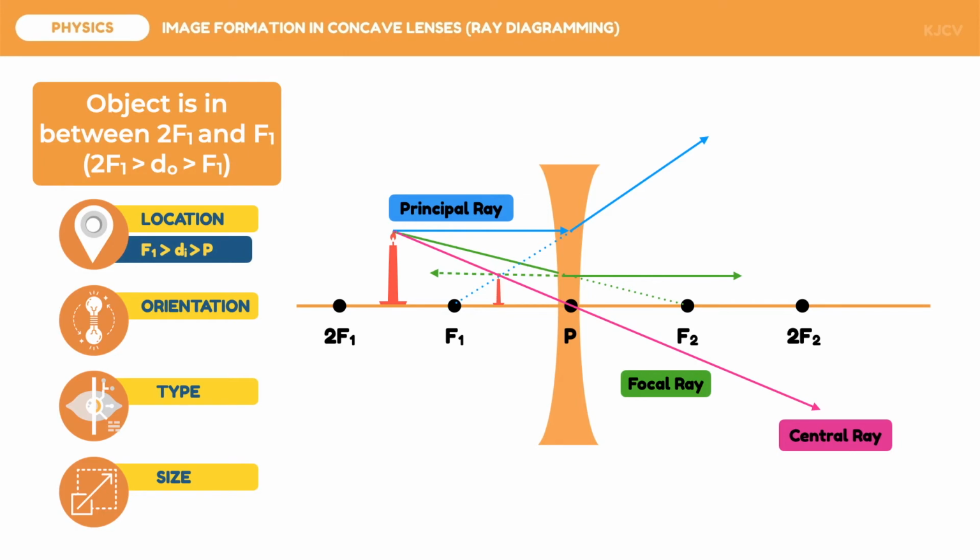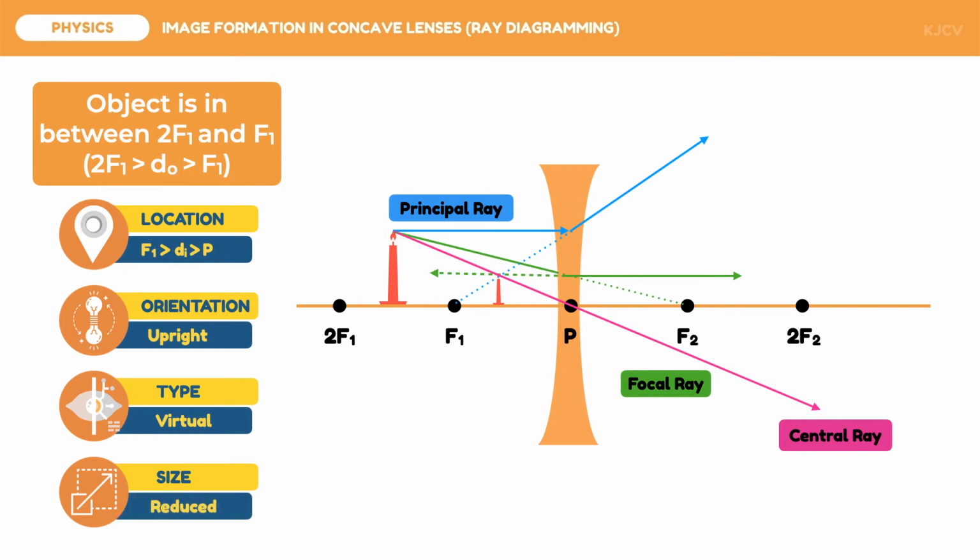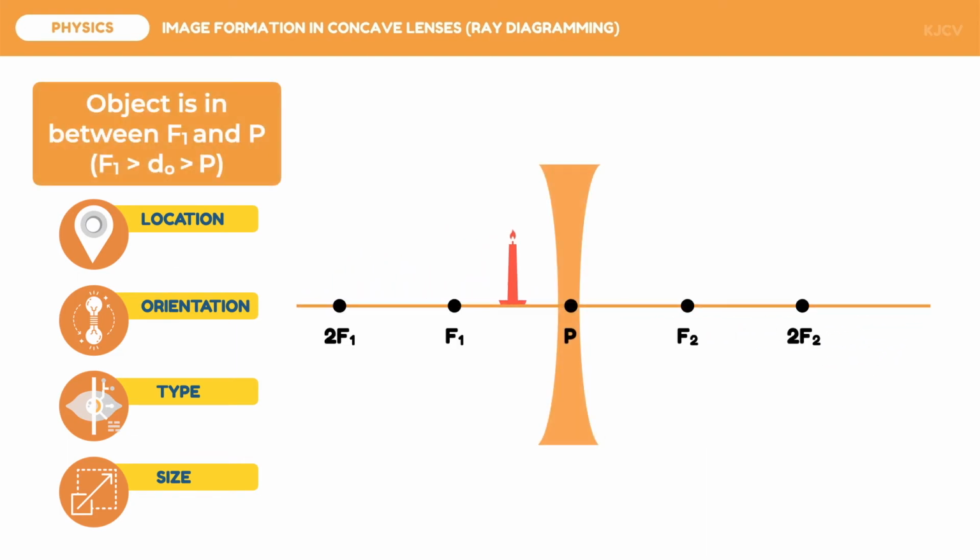Next, for the orientation, since the image is formed above the principal axis, the same as the object, it is upright. Automatically, this is virtual. Another explanation for this is that it is formed on the side of the lens with the object. Lastly, the size is reduced since the image is smaller than the object. So these are the image formation and qualitative characteristics of images formed by objects in between 2f(1) and f(1) of a diverging lens. But what if the object is placed in between P and f(1)?